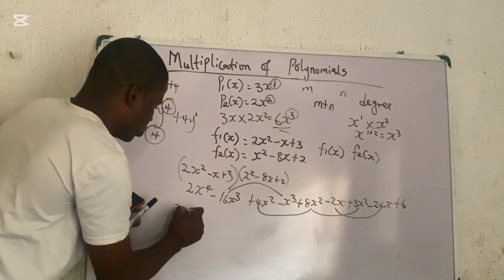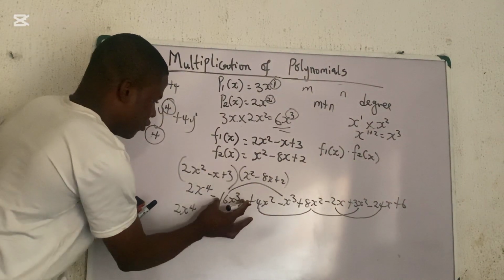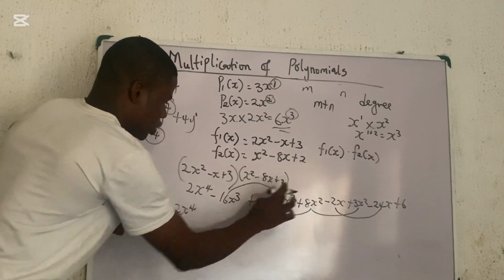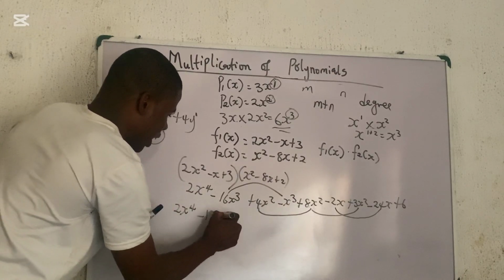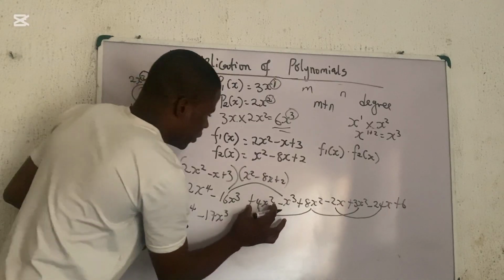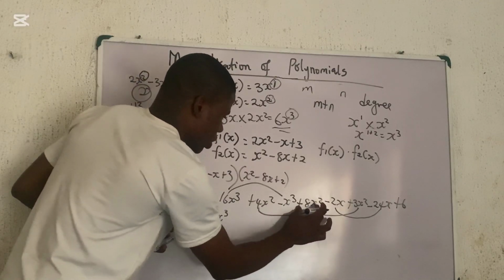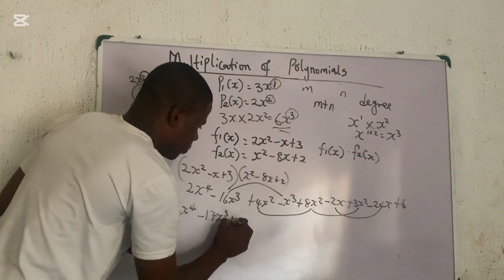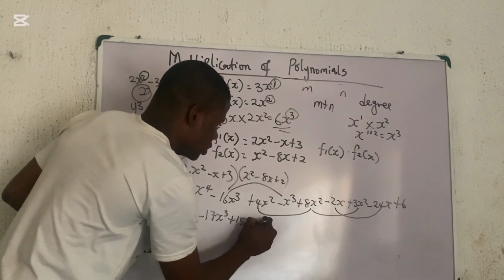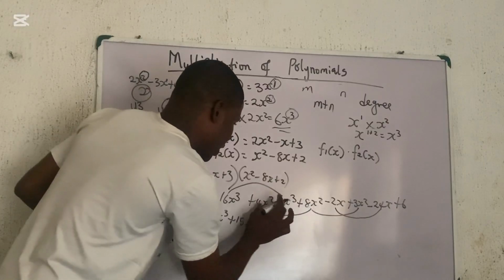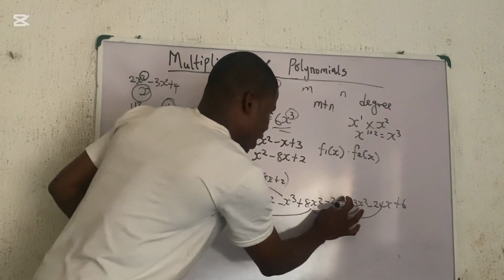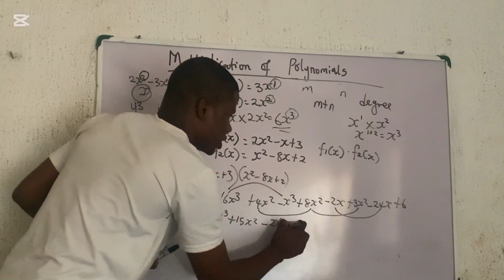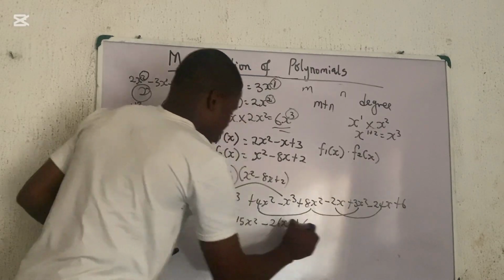So I have 2x raised to power 4, this first one. And if you watch out, minus 16x raised to power 3 minus x raised to power 3 will be minus 17x raised to power 3. Very good. Then plus 4x squared plus 8x squared will be 12x squared. Now 12x squared plus 3x squared will be plus 15x squared. Very good. Then which one again? I have minus 2x minus 24x. That will be minus 26 what? x. Then lastly, I have what? Plus 6. That is on its own.